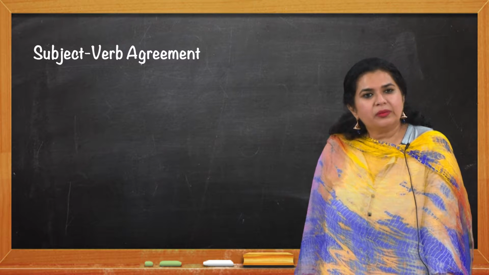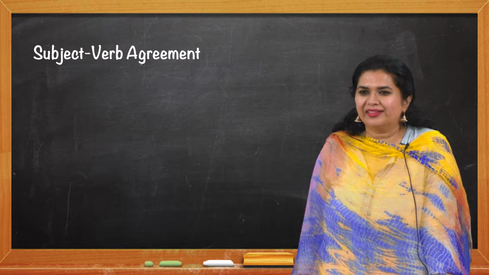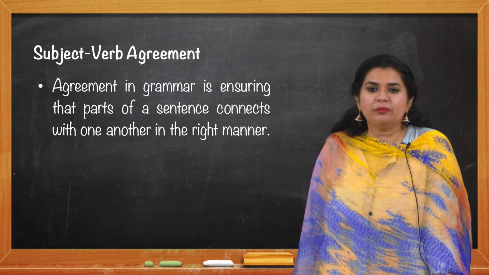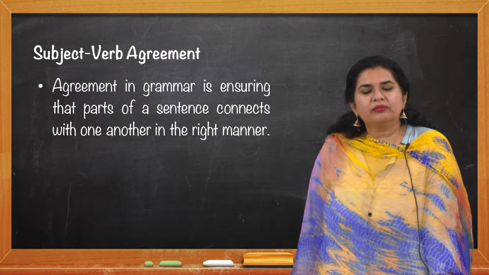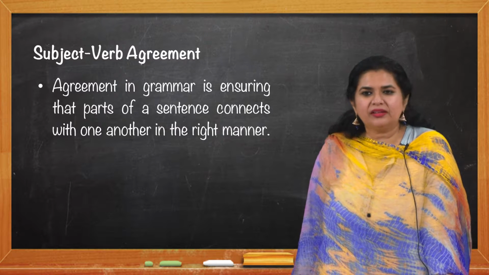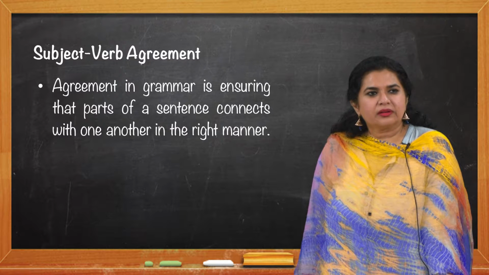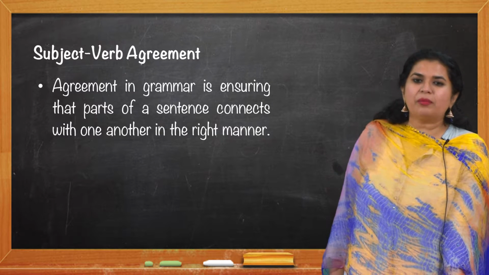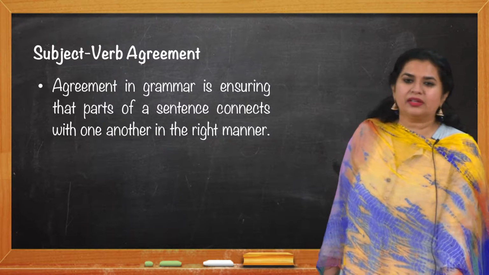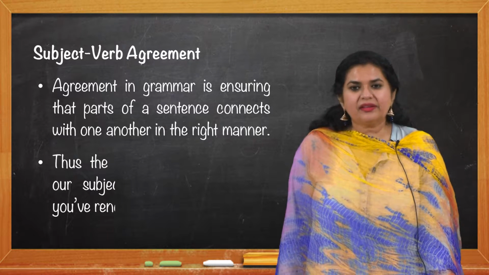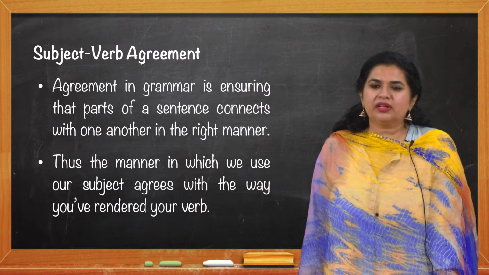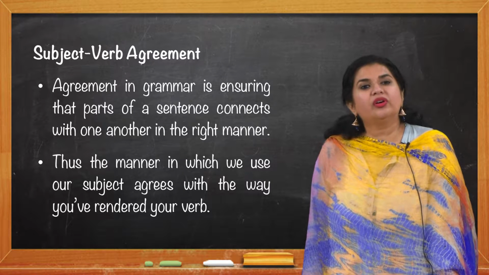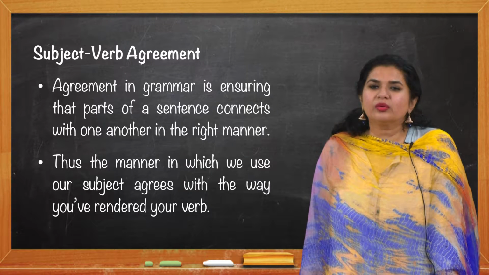Now, what is subject verb agreement? SVA, popularly known as. This is agreement in grammar, that is to ensure that parts of a sentence connect with one another in the right manner. So, let me again repeat. We use agreement in grammar to ensure that parts of a sentence connect with one another in the right manner. Thus, the manner in which we use our subject should agree with the way you have used your verb. This is not so complicated.